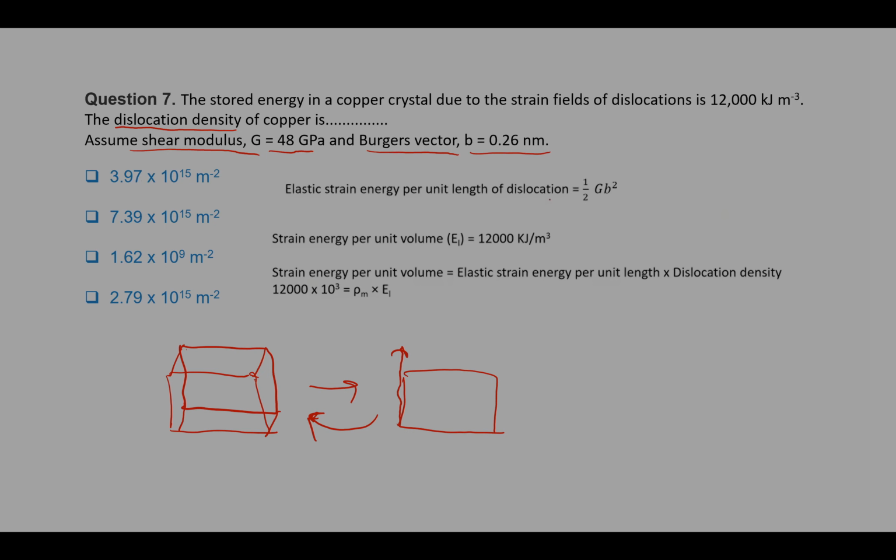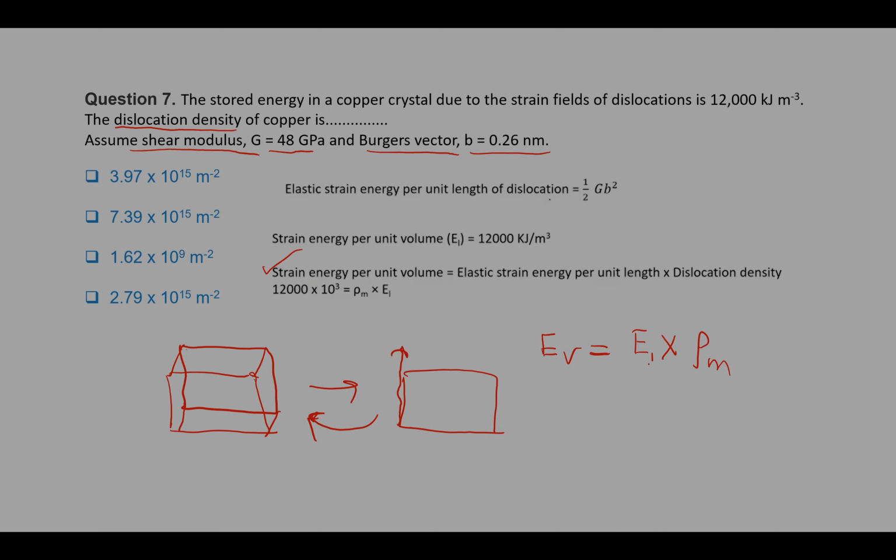So the formula for this will be this one. We just have to put in the values and we'll get the answer for the density. So strain energy per unit volume, EV we can write, and elastic strain energy per unit length, whatever the energy per unit length is. I'll just write a representation, and dislocation density is rho m.